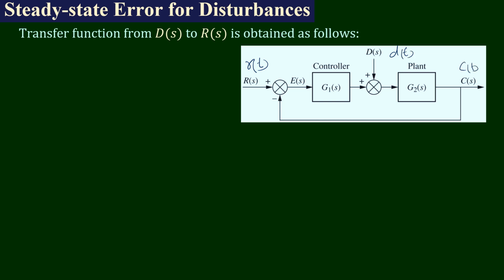So what happens if this closed loop is unstable? Then any input d(s) in Laplace domain or d(t) in time domain, similarly r(t) in time domain, if we give it to the system, the output c(t) will diverge. So whenever we are discussing steady state, we should take care of this fact.